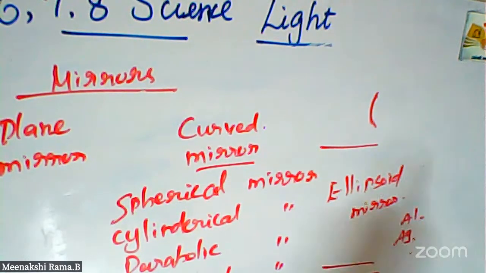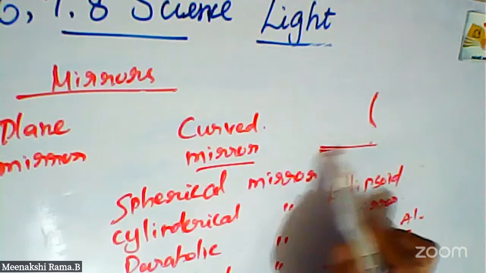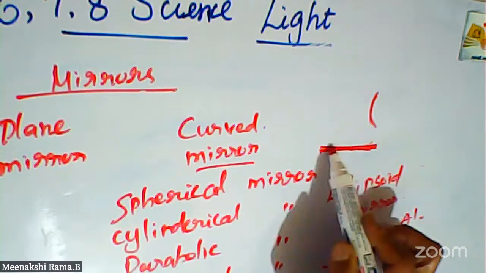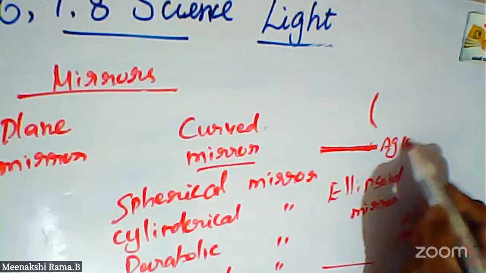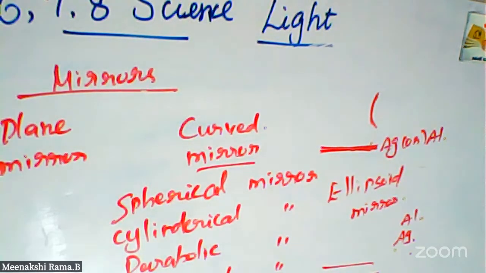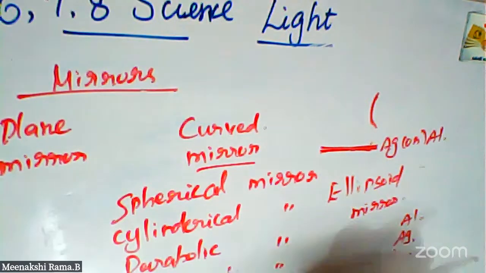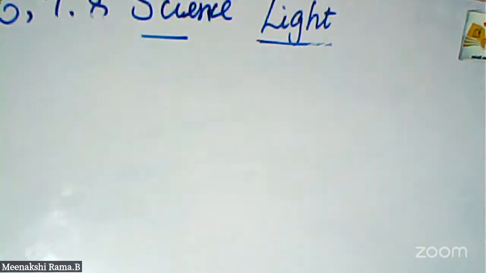One side of the mirror has the silver or aluminum coating, and the other side, without the coating, is called the reflecting surface. The reflecting surface is plain. The opposite side of the mirror is coated with silver or aluminum.